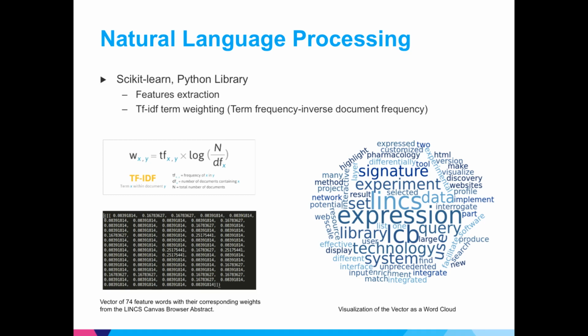This slide shows a vector of the weighted features for LinkedCanvas browser. On the right, we see the same vector visualized as a word cloud. For LinkedCanvas browser, the algorithm considers words like expression, links, signature, and technology to be the most meaningful.